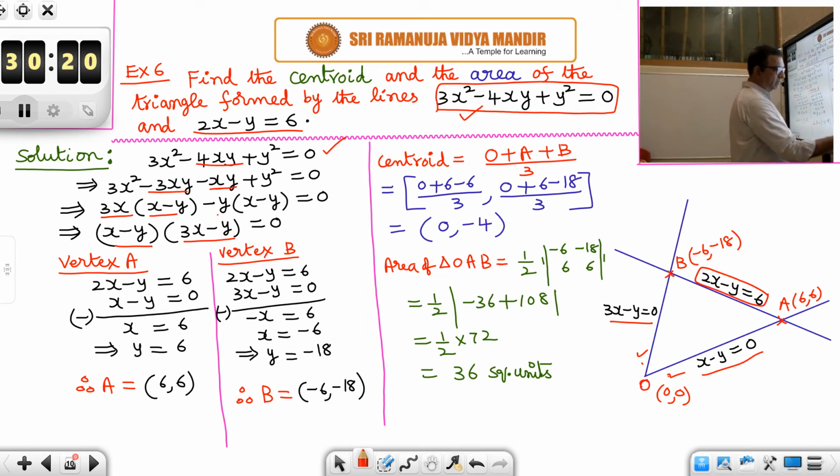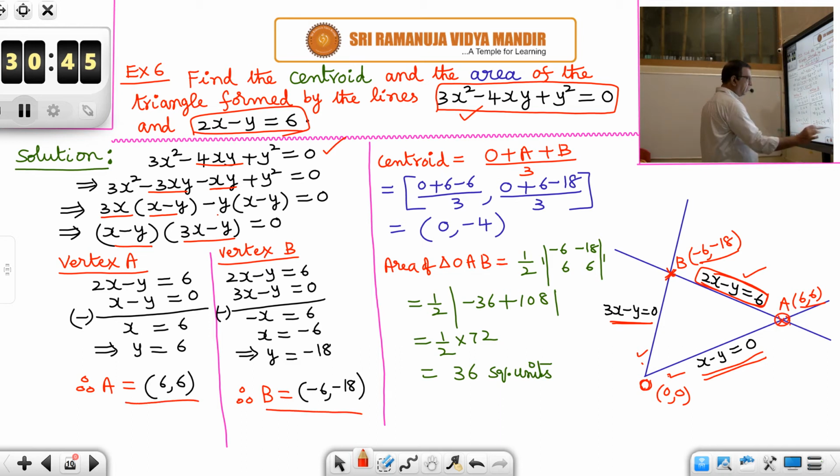Anyhow, this vertex is origin. Now solving 3x minus y equal to 0 and 2x minus y equal to 6, you get the vertex B, that is (minus 6, minus 18). You can easily solve them. Similarly solving x minus y equal to 0 and 2x minus y equal to 6, you get the vertex A, (6, 6). That also you can easily get. So 3 vertices are known. Can you find the centroid? A is calculated, B is calculated. Of course the third vertex is origin (0, 0).